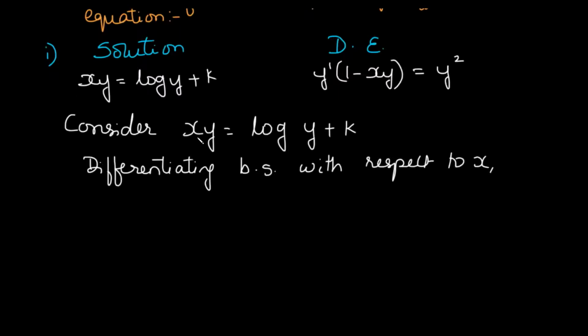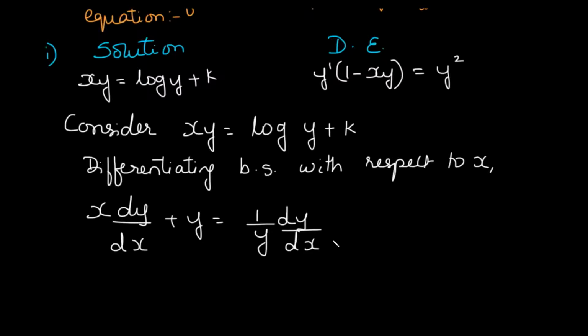On the LHS, we have xy. That means we are going to use the u into v formula. So we get x dy by dx, using the u into v formula, plus y, the d by dx of x is 1, if you remember. So this becomes our LHS, equal to RHS. Log y becomes 1 upon y. By the chain rule, it becomes dy by dx. Plus k is a constant, so the derivative of a constant is 0.